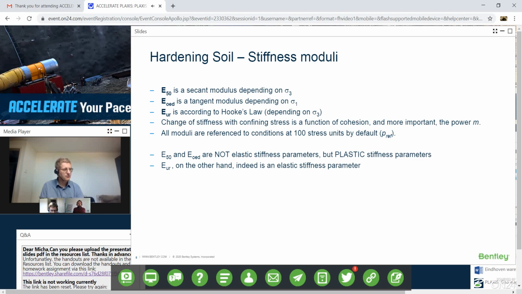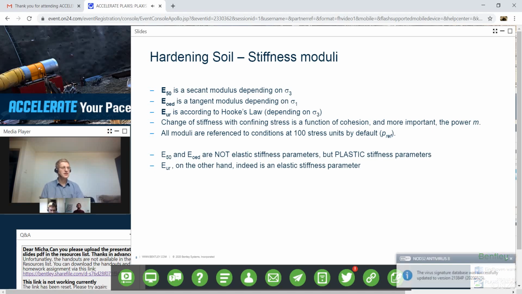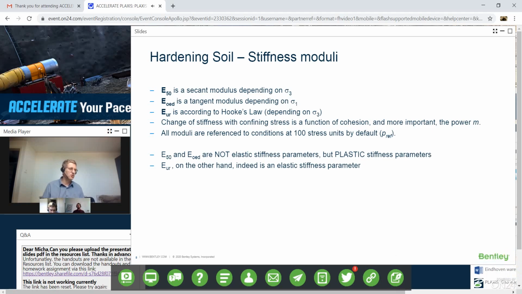Be aware that E50 and E odometer, although they're called something with E, they're not elasticity moduli, they're not elastic stiffness parameters, they are plastic stiffness parameters. They include elastoplastic behavior. EUR, on the other hand, is also called something with E, but that actually is an elastic stiffness parameter and really follows Hooke's law. So you could say it's kind of a Young's modulus, but then one that is stress dependent. E50 and E odometer are not. They're called E, but the E does not refer to elasticity here. They're plastic parameters in this case.